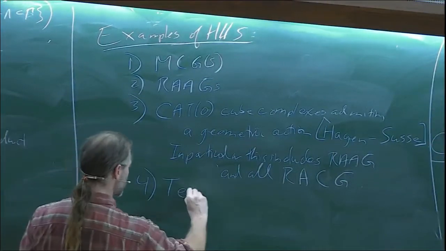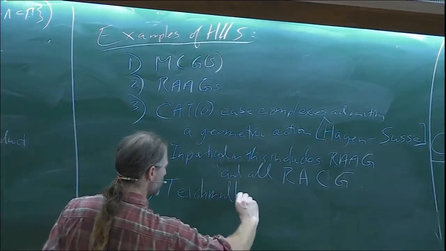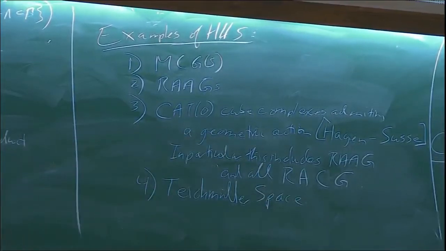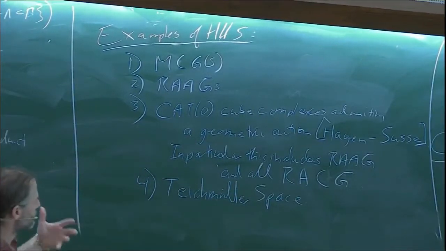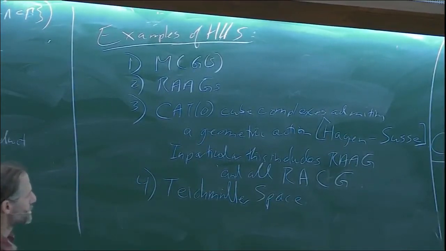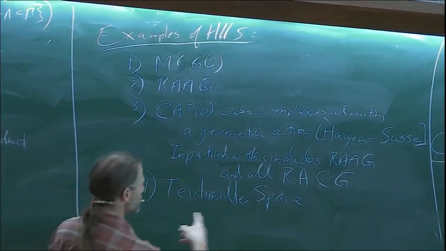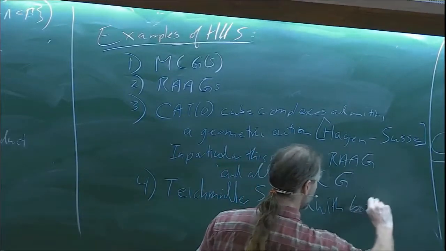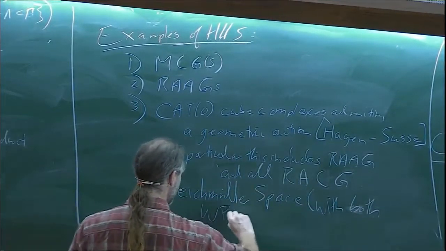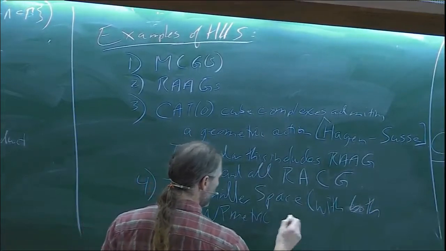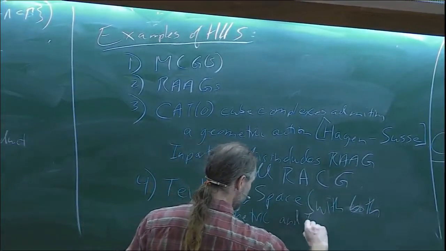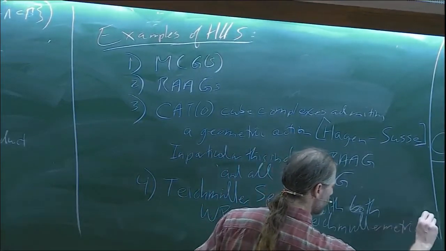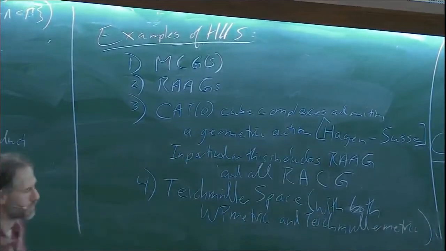Okay, so 4, right, to tie in a little bit with this morning's talk, Teichmuller space. And if I say Teichmuller space, right, everything here is a metric structure. Teichmuller space is a priori just some topological space, but there are different metrics we can put on it. And so I'll say Teichmuller space with either the Teichmuller metric or the WP metric. Okay, so either one of those gives you a hierarchically hyperbolic space.